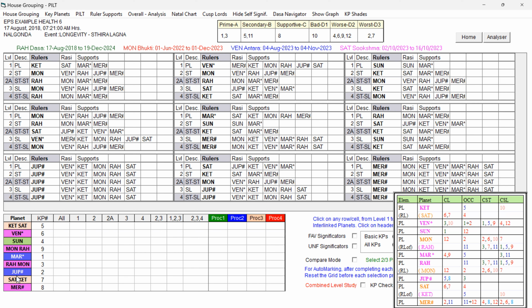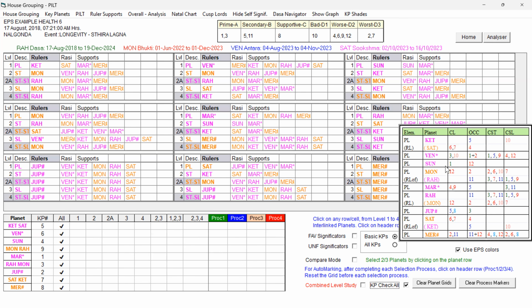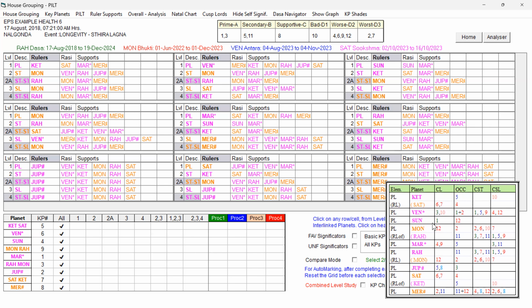They are given as background colors. We can use these colors as they are, or we can use the colors which we gave in the previous video while doing the EPS table study. So let us choose the same colors for our convenience, use EPS colors and KP check all, so that all the planets in the PILT table will get the same colors that we assigned in the EPS tables. Now we have to look at the self-significations, so that will give some idea of which are the favorable and which are the unfavorable key planets.